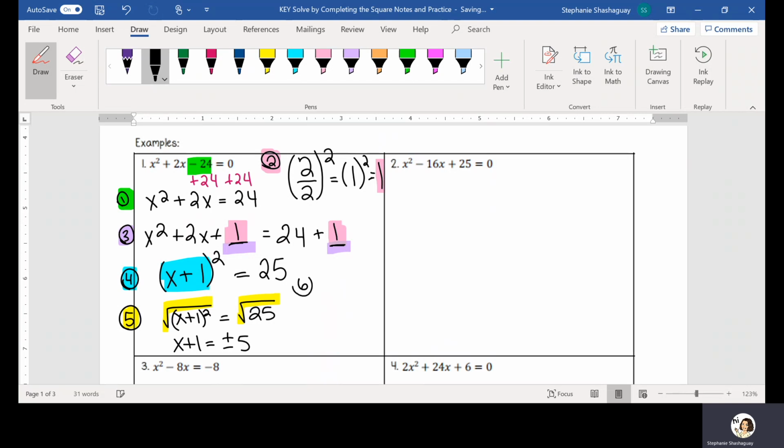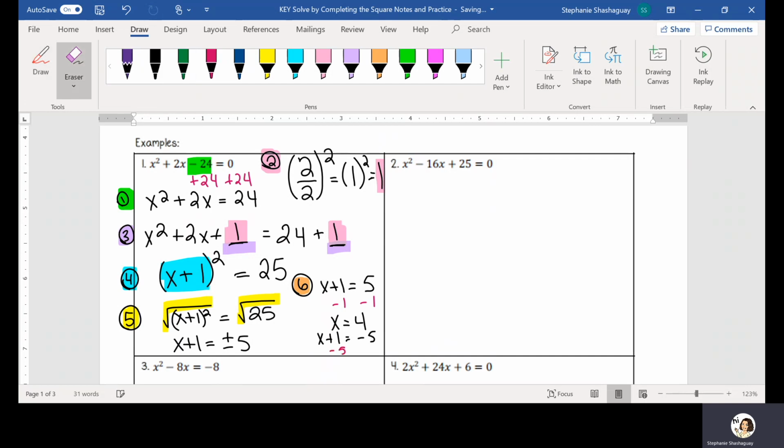So then I can just move over here to my step 6, which is just solve for x. Okay, so I'm going to have x plus 1 is equal to 5. So I'll subtract 1 and subtract 1. X is equal to 4. And then I'll have x plus 1 is equal to a negative 5. I'll subtract 1 and subtract 1. And x is equal to a negative 6.